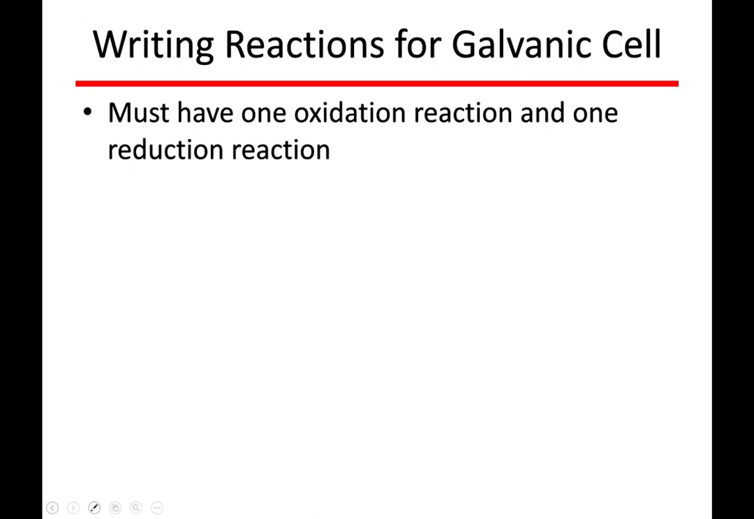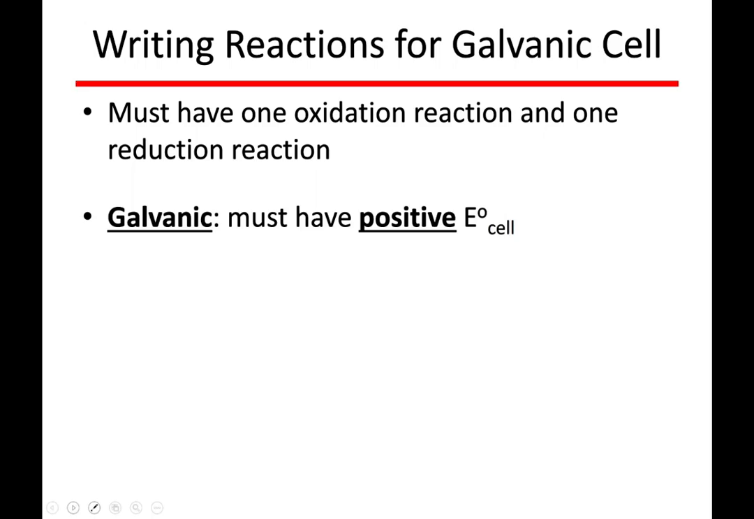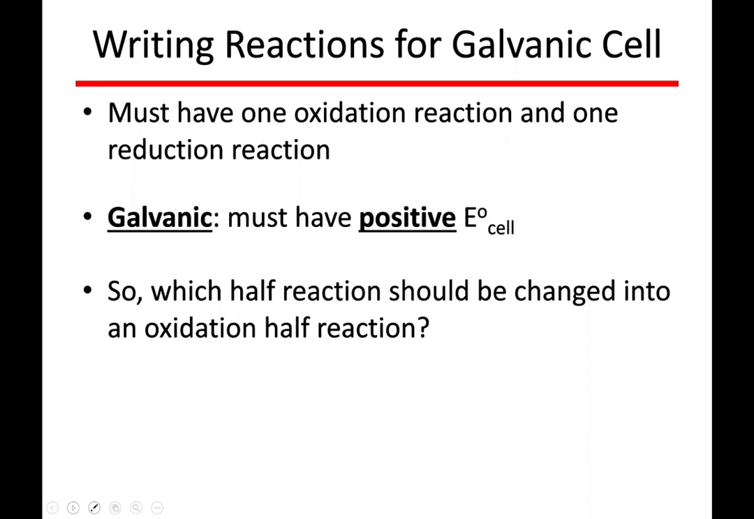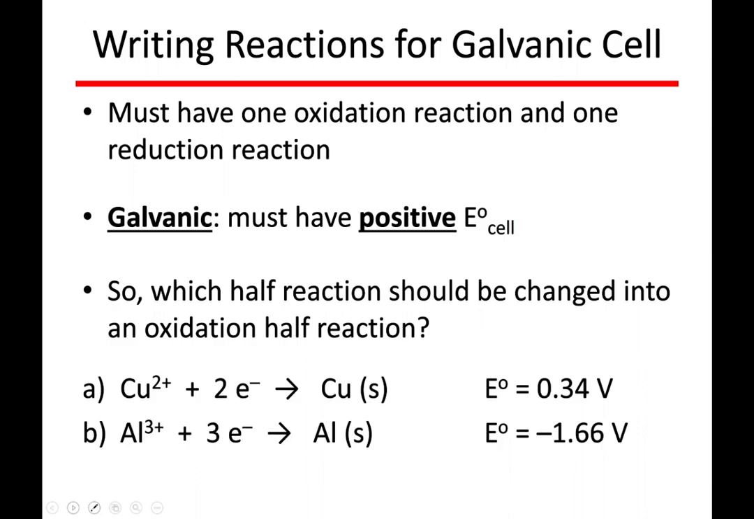So we need to figure out which of the two half reactions has to be converted into an oxidation half reaction. We have this guiding principle that I've mentioned before, that in a galvanic cell, you must have a positive standard cell potential. And so with that in mind, let's think about which of the two half reactions should be converted into an oxidation half reaction. Should it be the one for the Cu2+, or should it be the one for the Al3+? And I've included what their standard reduction potentials are so that you can figure out the answer to this problem. Take a moment to put in your answer.